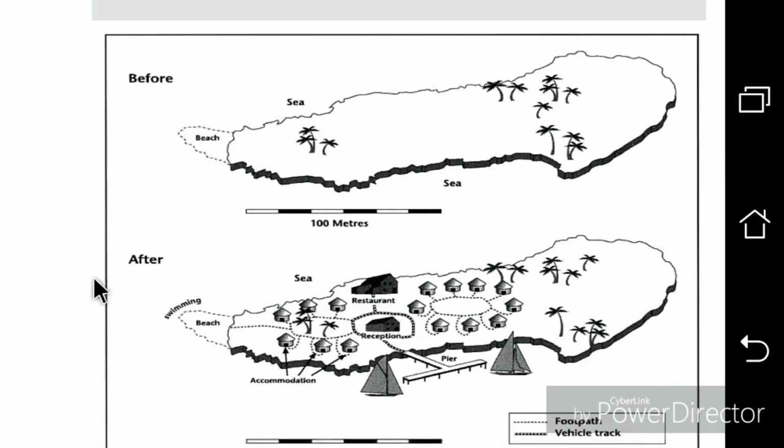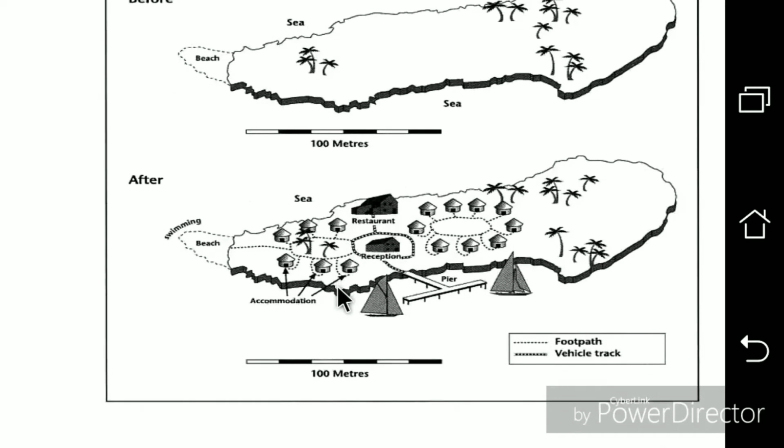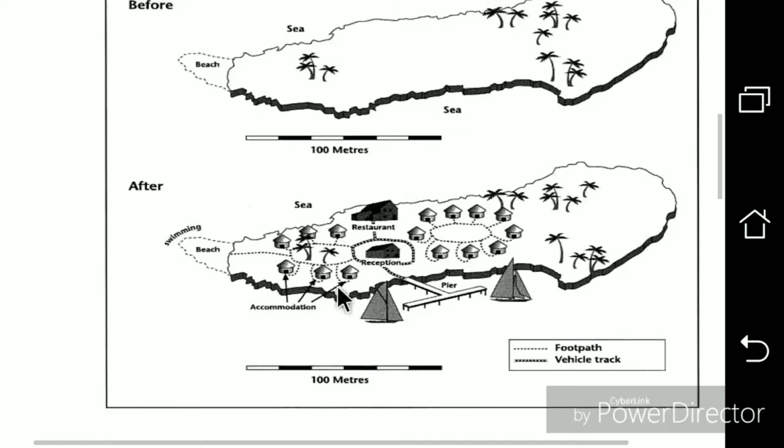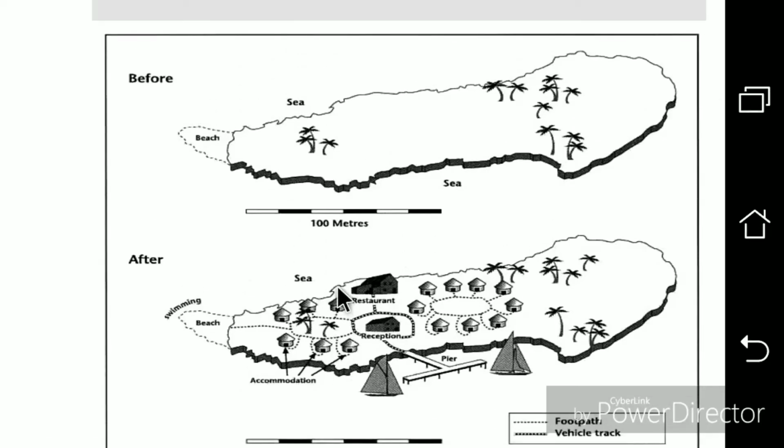Now after the construction period, I would like to say that the tourism industry bloomed here. And you can find the cottages for the tourists, a restaurant, a reception, then there are boats for them, and there are beaches for swimming purposes. So there is a sea change, or a vast change.